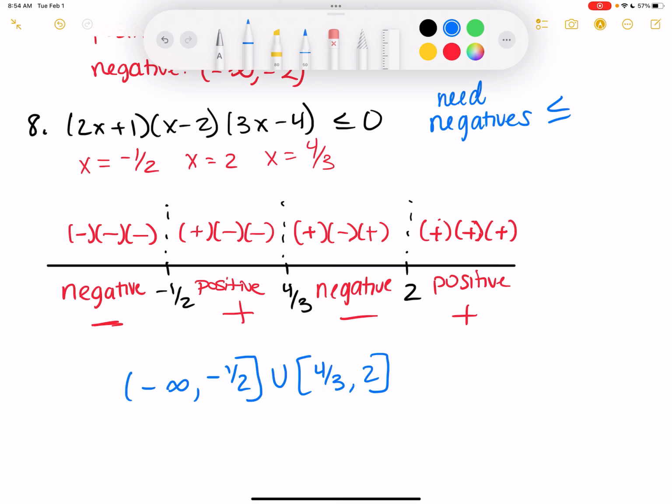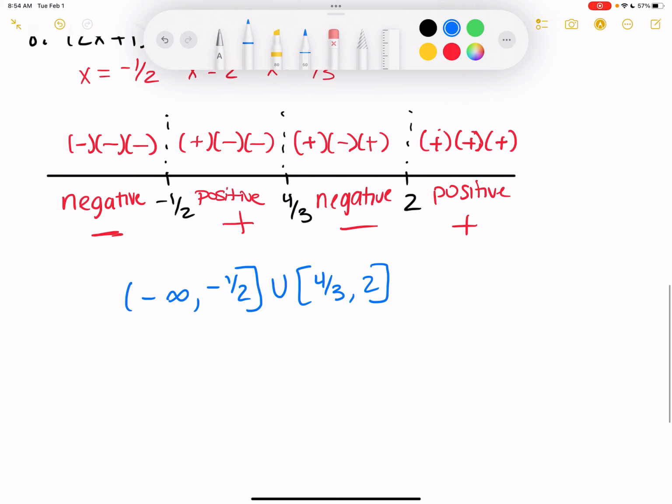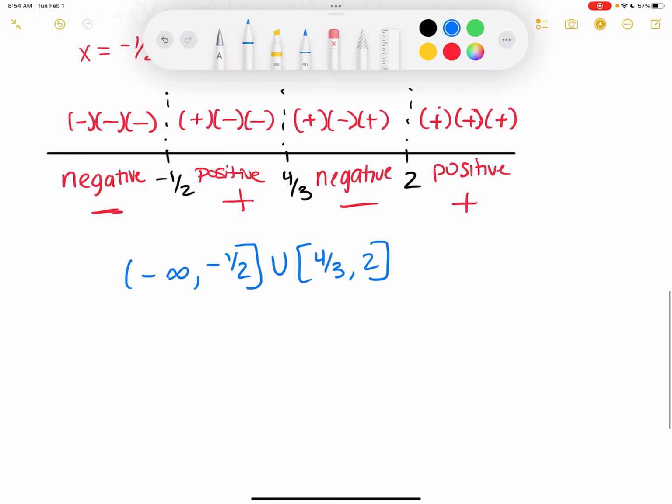Is that it? I was just debating. I think we're going to do one more of this type and then one more problem that's a little bit harder, and then we'll be done. We're all going to do that harder one. I think we're good.